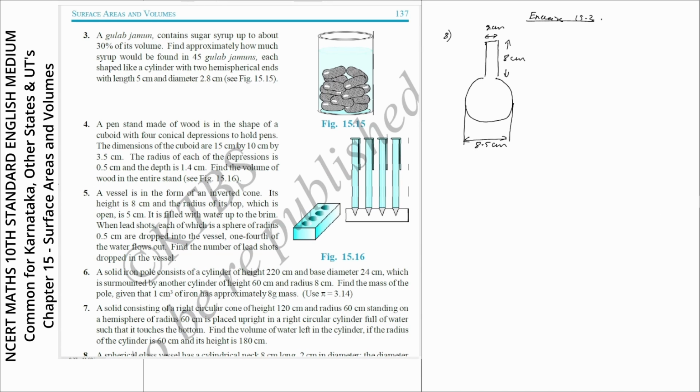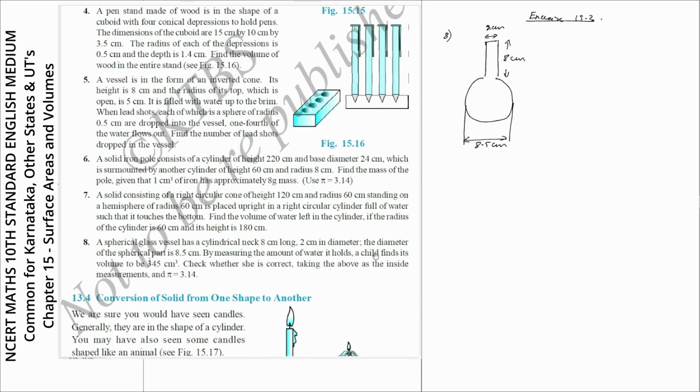Exercise 15.2, question number 8. A spherical glass vessel has a cylindrical neck 8 cm long, 2 cm in diameter. The diameter of the spherical part is 8.5 cm. By measuring the amount of water it holds, a kid finds its volume to be 345 cm cube. Check whether she is correct, taking the above as the inside measurement, and pi is equal to 3.14.